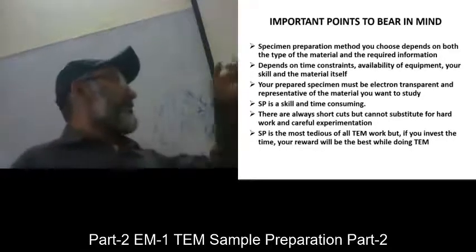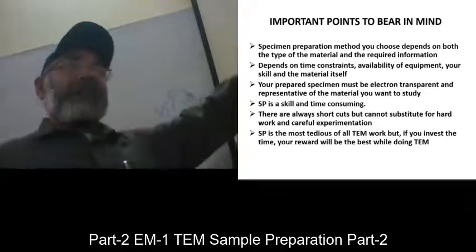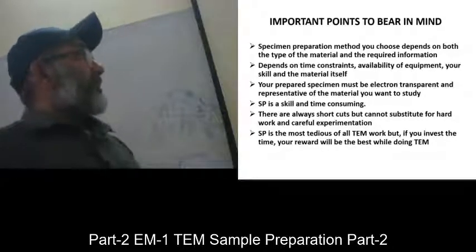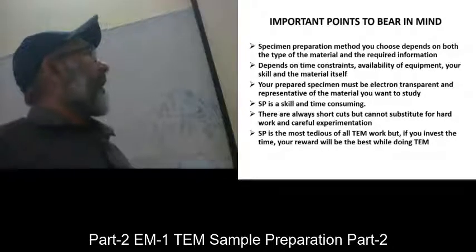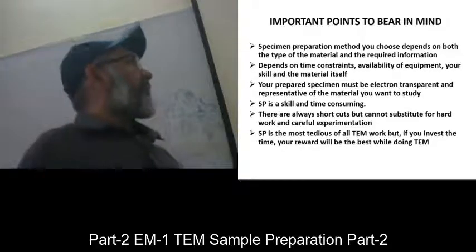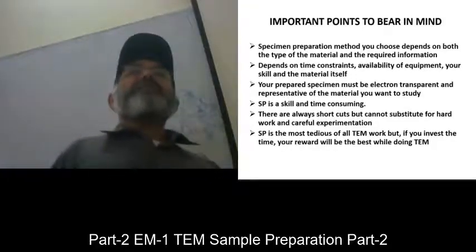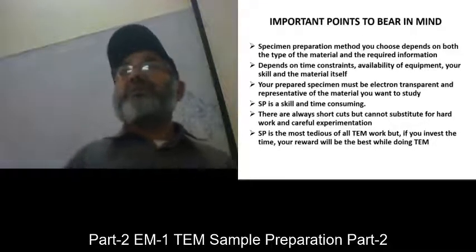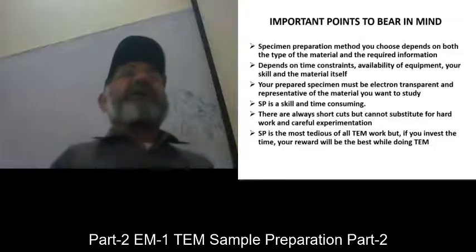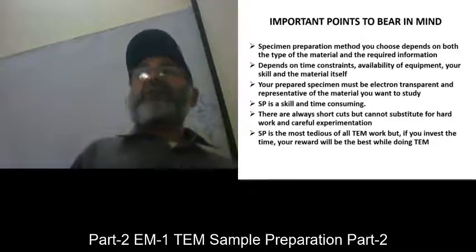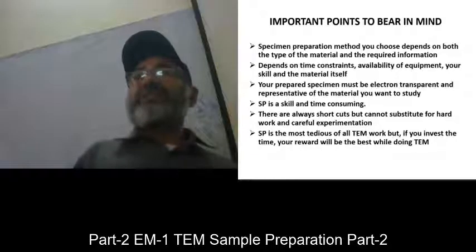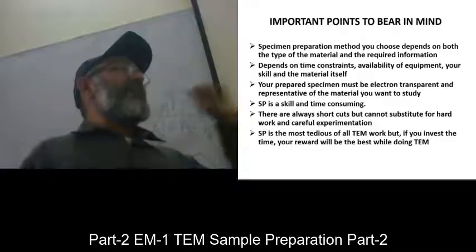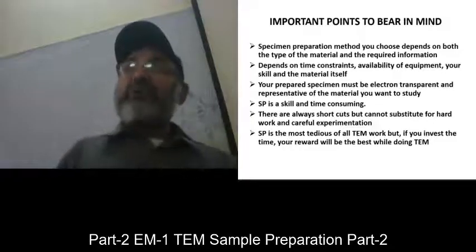So this is why it is very, very important to consider what equipment is available and how much time constraints there are. Your prepared sample must be electron transparent, as I have told you, and representative of the sample you want to study. If it is not representative of the sample you study, then again it is useless. You must satisfy the audience, the reviewer, the evaluator of your results, of your thesis, of your publication manuscript, that you have adopted the standard way, the most standard way.